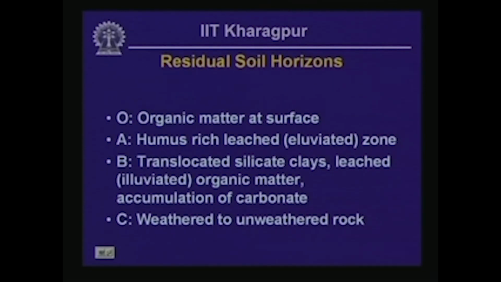Sometimes between A horizon and B horizon you could have another horizon in acidic soil environment, and that is called E horizon. Above the C horizon, in some arid environment, there could be accumulation of carbonate minerals, and that particular layer is called the K horizon.